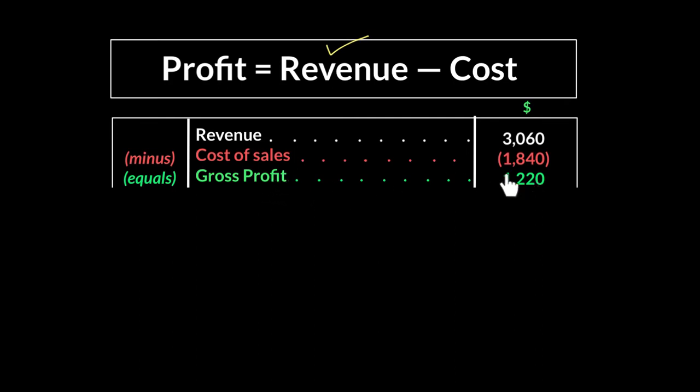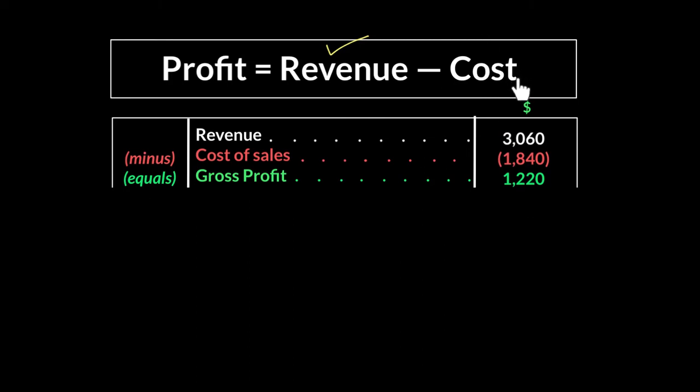Now, what is gross profit? Gross profit is that amount of revenue that's left after you've paid for your direct cost of production, right? For example, raw material and labor. Once you've paid them off, you've still got $1,220 of revenue remaining. You begin with 3,060, yeah, but now you've got 1,220. This is sort of half profit right now because we've only paid half the costs.